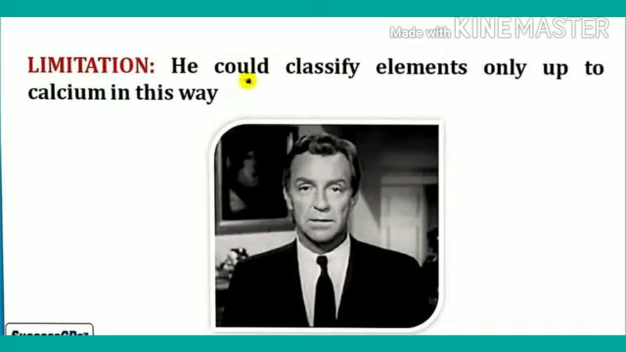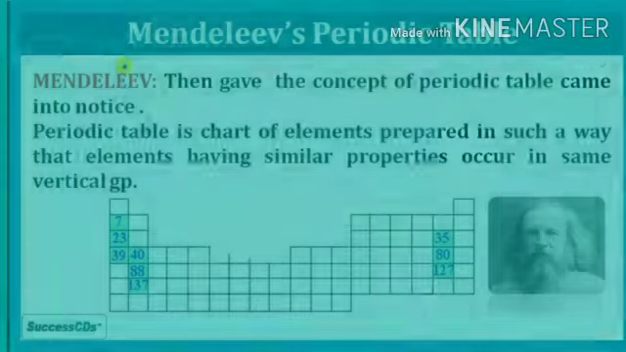Limitations of Newland's classification. First one, Newland did the classification of elements only up to calcium from 56 elements. Second one, Newland's octaves did not have provision for newly discovered elements.